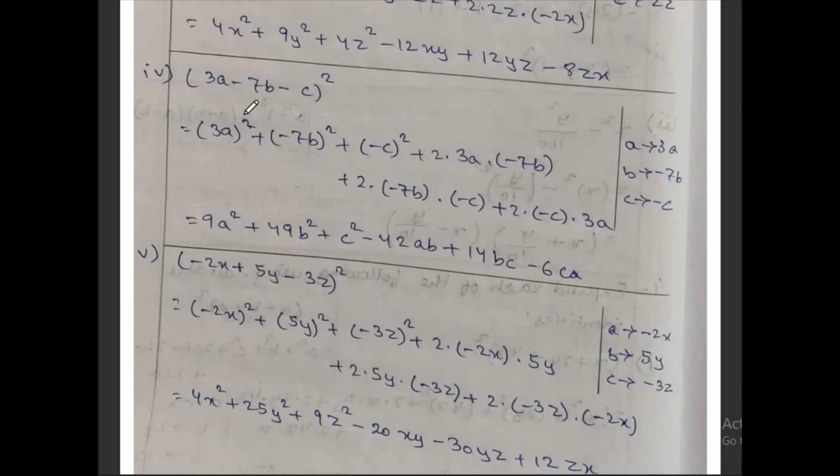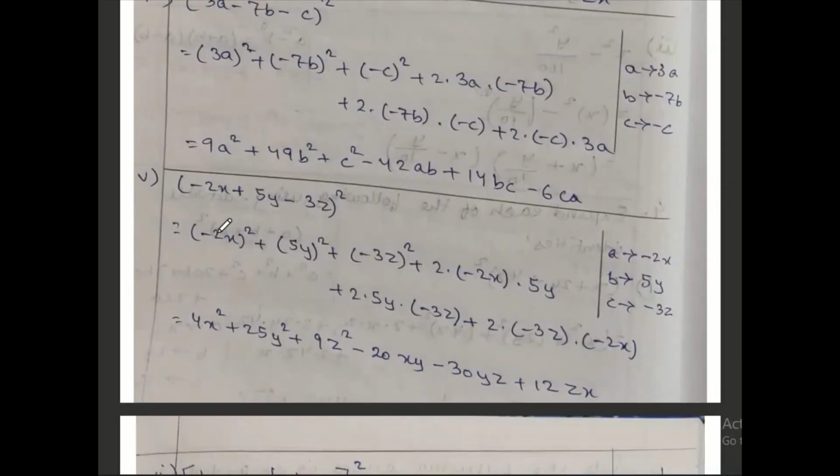3a minus 7b minus c whole square. Select a as 3a, b as minus 7b, c as minus c. Then a square plus b square plus c square plus 2ab, 2 into a is 3a, b is minus 7b, plus 2bc, 2 into minus 7b into minus c, plus 2ca. After calculation, you will get this result. Take care of plus and minus. And whenever minus square is coming, it will be plus only.